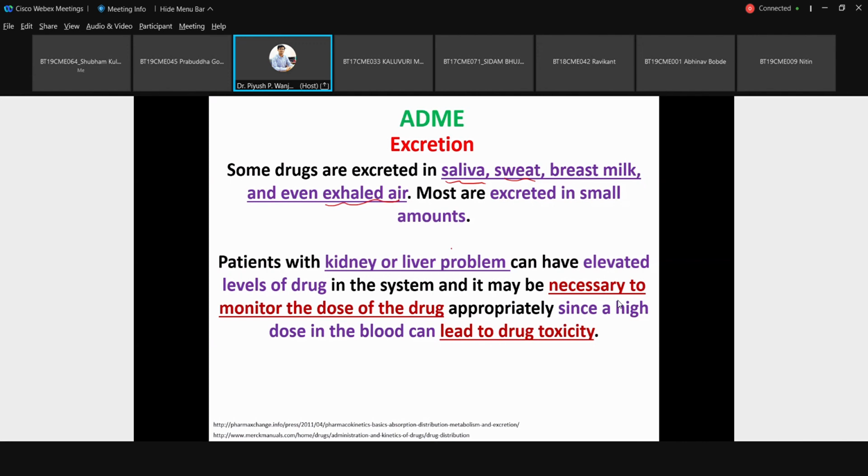And these things are particularly important when people have kidney or liver problems. If they take these drugs like normal people, then since their liver is not working properly, the high dose can cause toxicity in such patients. So when you are going to prescribe a drug for people having a liver problem, they need to be given somewhat smaller doses to reduce the problem of toxicity.